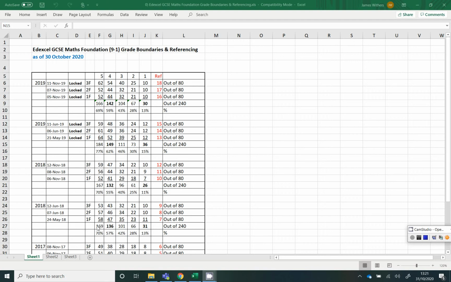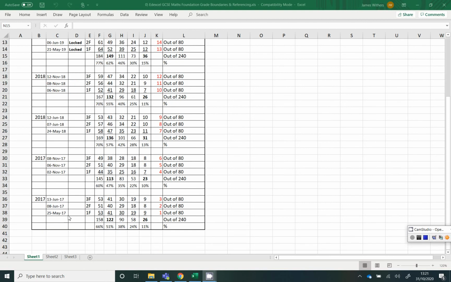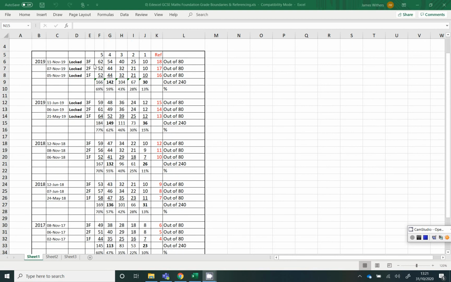So what we've got here, we've got it going back to when the 9-to-1 GCSE started, so back to the summer of 2017. And you can see for each one, we've got the marks out of 80 you needed to get a 5 or a 4, which are obviously the pass marks, but also a 3, a 2, or a 1. Okay. The bold type numbers, they fix the values for level 4 and level 1, I think it is.